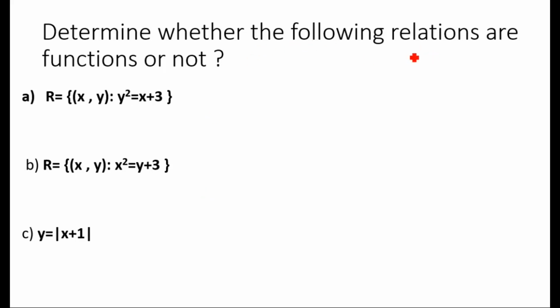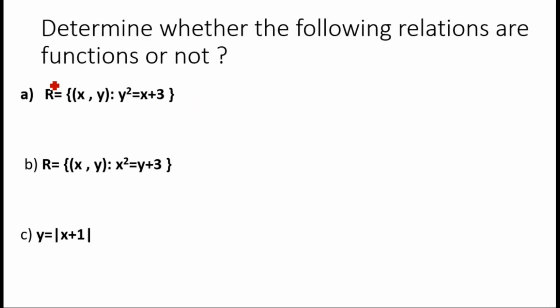Let us determine whether the following relations are functions or not. Let's take a relation R(x, y) such that y squared is equal to x plus 3. Let's see whether it is a function or not. To determine this, let's rewrite it in a different way. Let's take the square root of both sides. So y squared, square root is y. So the y value here is plus or minus the square root of x plus 3.